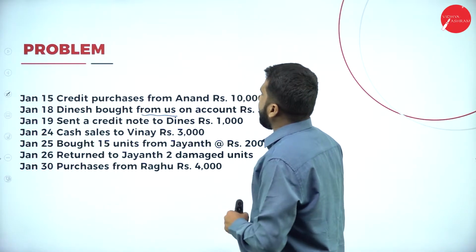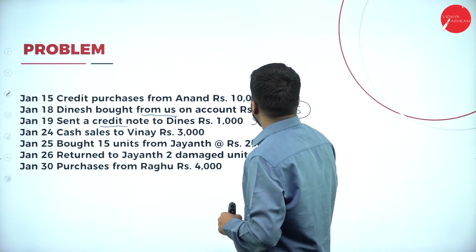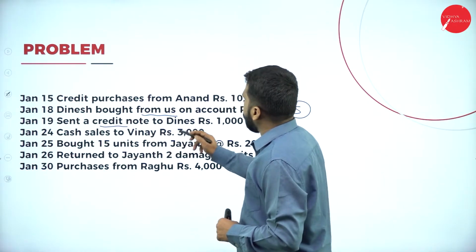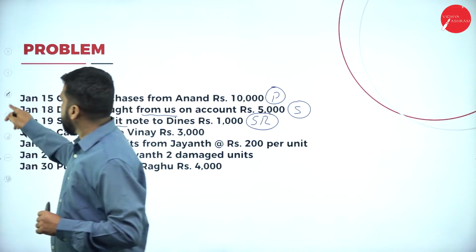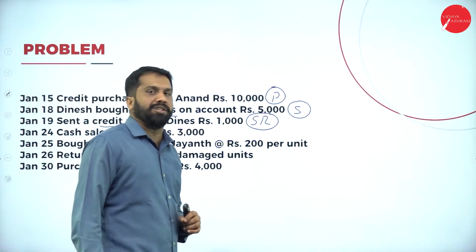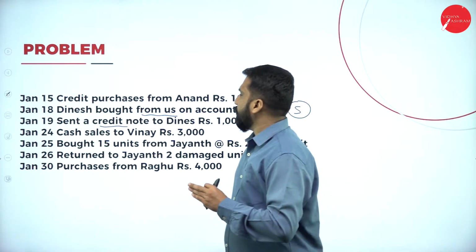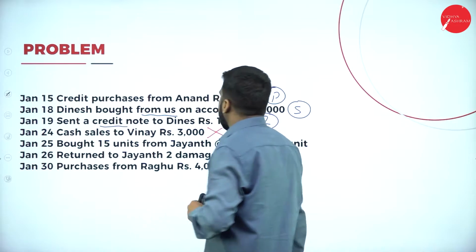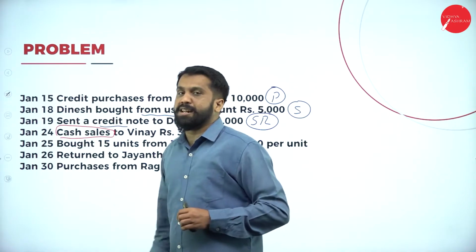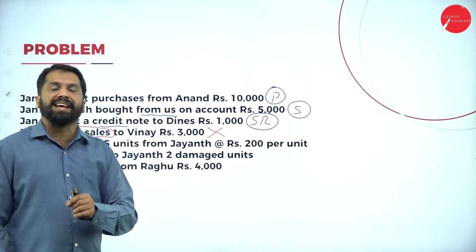Next, sent a credit note. When credit note comes, it is for sales return. Next, after this, cash sales to Vijay. What we should do? Remember, if it is a cash sales, will it come under sales, purchase, purchase return, or sales return? Which one? It will not come under any. Why? Because the word cash comes, subsidiary books will not entertain. So, in subsidiary books, we will not write anything about cash.